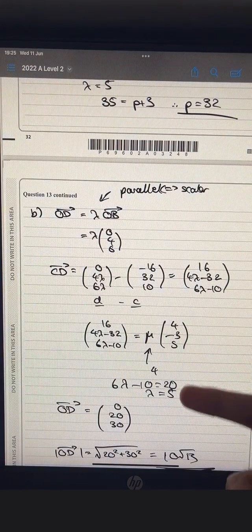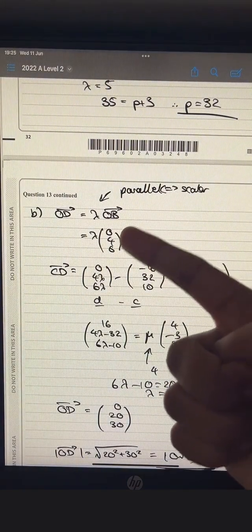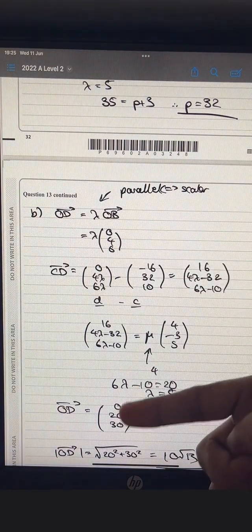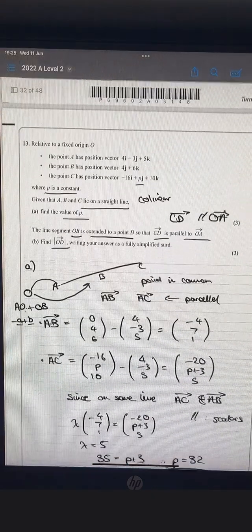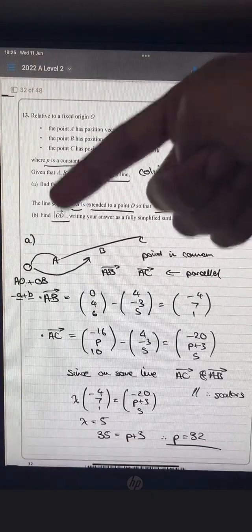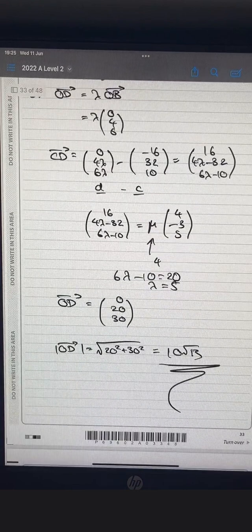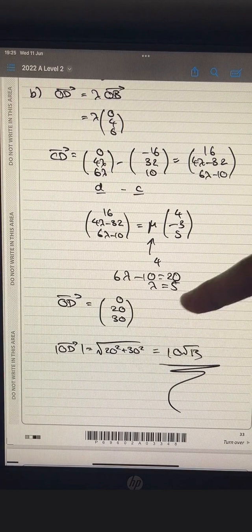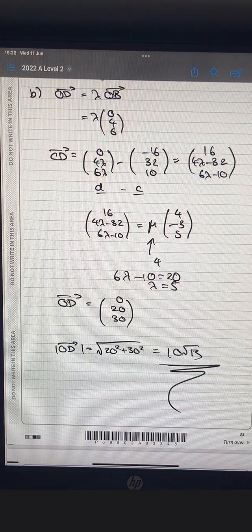What did I want to solve initially? OD. So if lambda is 5, OD is going to be 0, 20, 30. I just multiplied that. But have I solved the question yet? Not fully. I need to find the magnitude of OD. So to find the magnitude of OD, I just do Pythagoras because it's going 0 across in the x, 20 across in the y, and 30 up in the z. So that's square root of 20 squared plus 30 squared, and that's 10 root 13. All right. Where the mu is just a scalar.